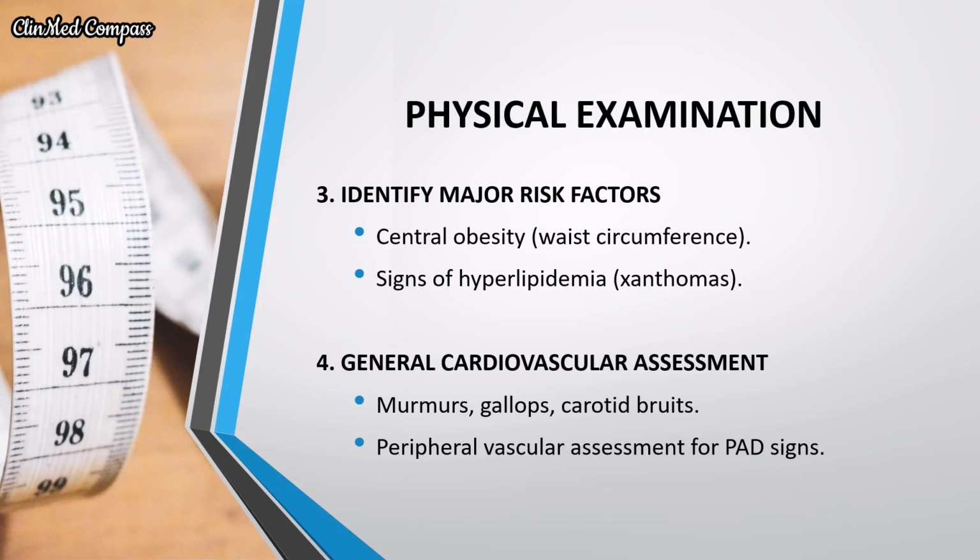You look for signs of hyperlipidemia such as xanthomas on tendons, xanthelasma around the eyes. Also do a general cardiovascular assessment. You listen for murmurs, gallops, carotid bruit. Examine the lower limbs for signs of peripheral arterial disease such as absent pulses, skin changes, ulcers, or gangrene.